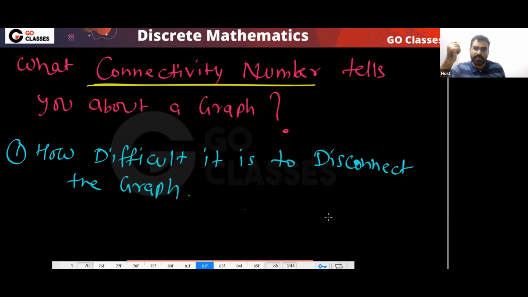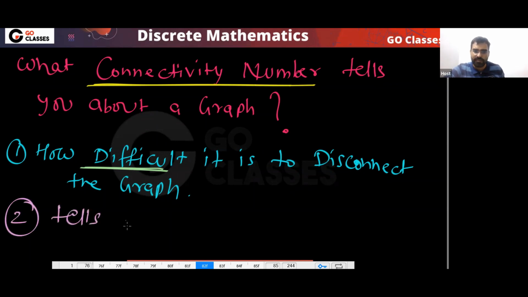So if your connectivity number is more, connectivity number meaning the smallest vertex cut, if the smallest vertex cut that you have to remove is large, then it is very difficult to disconnect the graph. Yes or no? Or I can say that this connectivity number tells us how much connected the graph is.